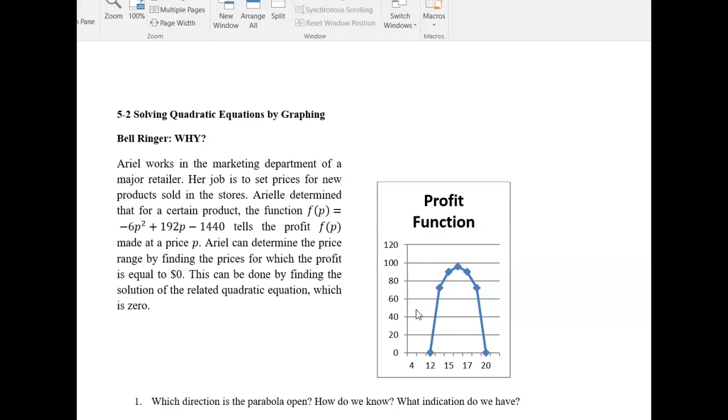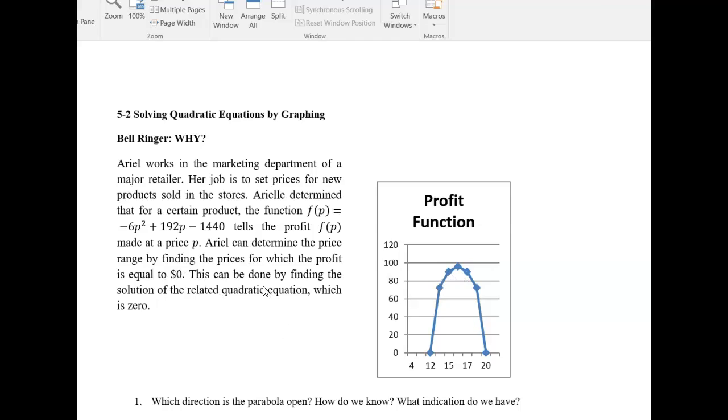Right, so we are looking at a profit function. A profit function is an example of how a quadratic function might be used in the real world. It says Ariel works in the marketing department of a retailer. Her job is to set prices for new products sold in stores. She wants to determine that certain products for her store meet a profit, and she wants to determine the price range by finding the prices for which the profit is equal to 0. And we can also look at when the profit is a maximum.